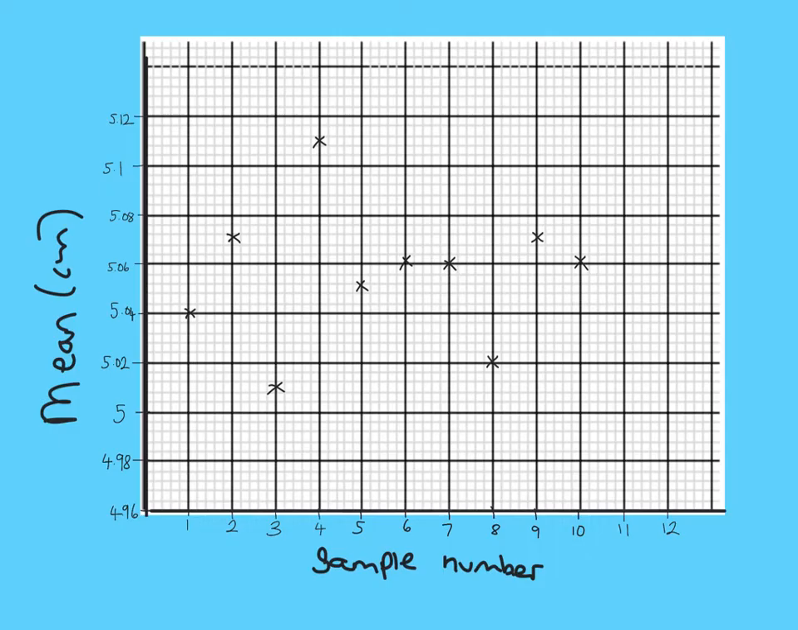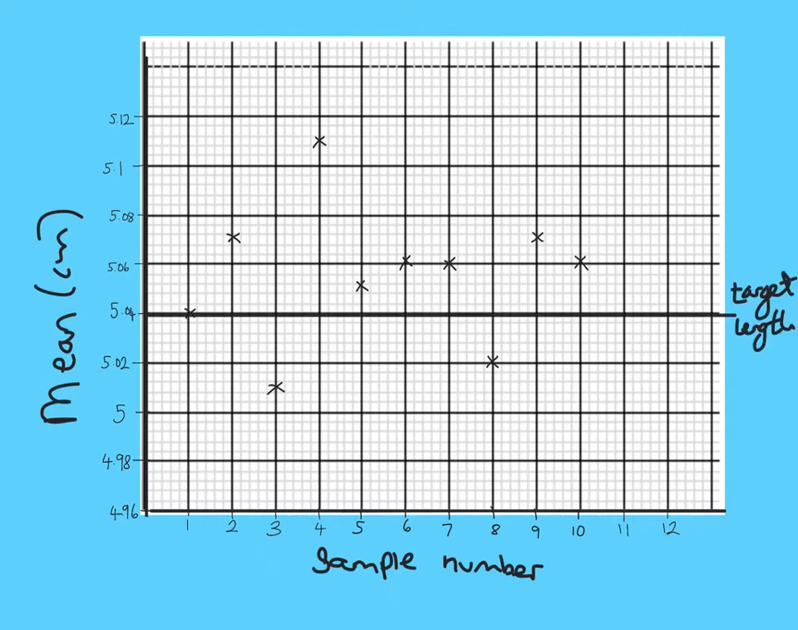Okay, so I've just plotted the mean values onto my grid. So if you haven't already plotted your mean values onto your graph, do that now. And the next thing is I'm going to have to draw on some lines. I'm going to have to draw on my target value and my action and warning limits as well. So my target value is 5.04 because that is the length that I've said they are, and it says the target length is 5.04. So I'm going to put a line on 5.04. Okay, so that's my target length.